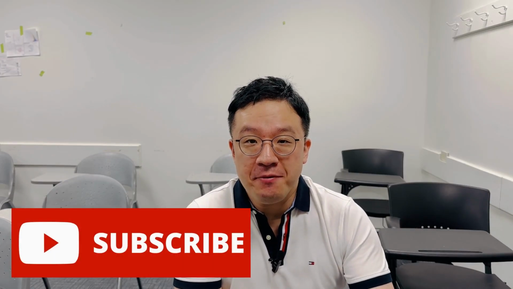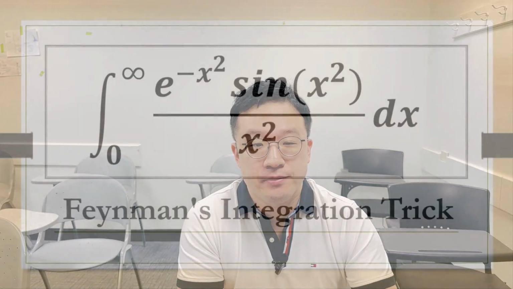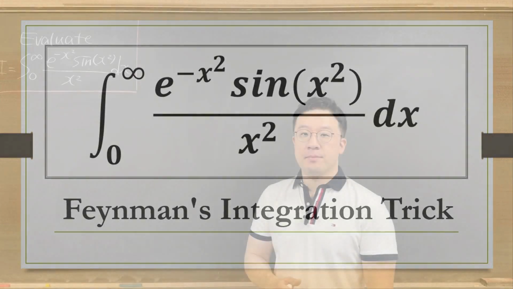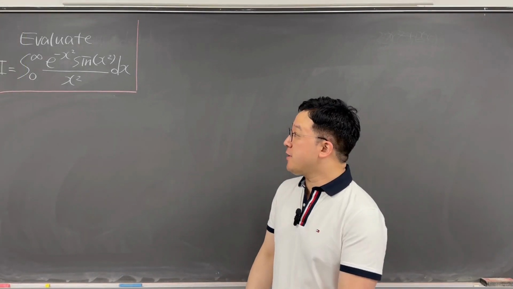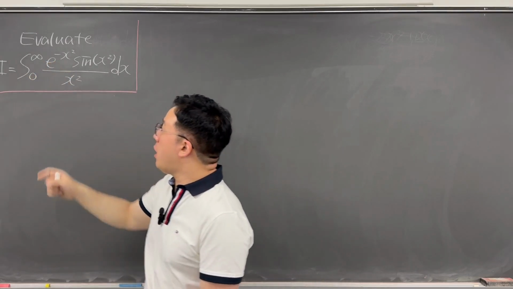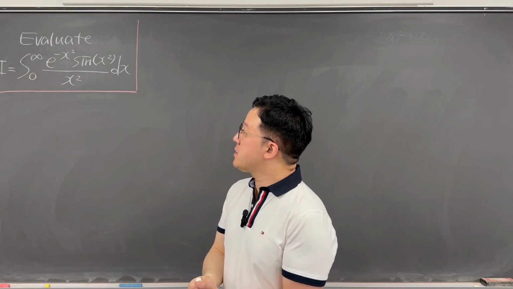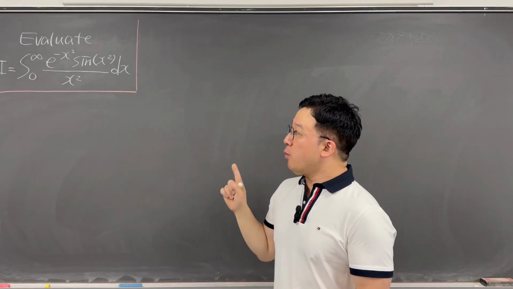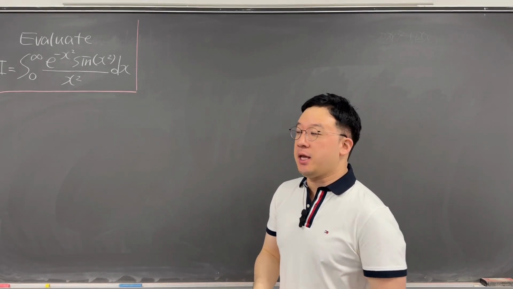So in this video, we're going to be evaluating this interesting integral using Feynman's technique, so stay tuned. Okay, here's the question. Evaluate this integral I, from 0 to infinity, of e to the power of negative x squared times sine of x squared over x squared, dx. We will be working on this integral using Feynman's technique.